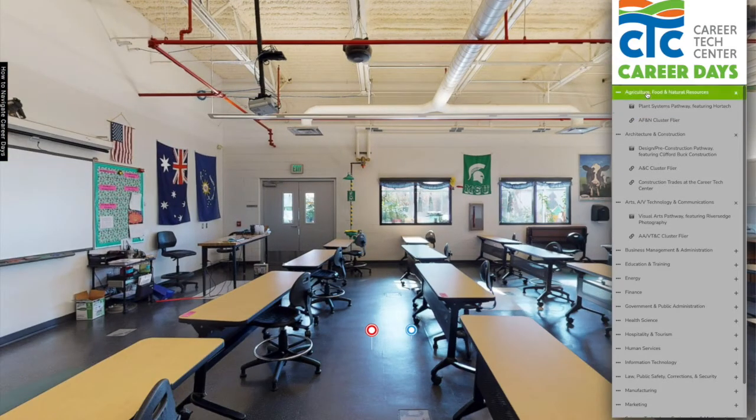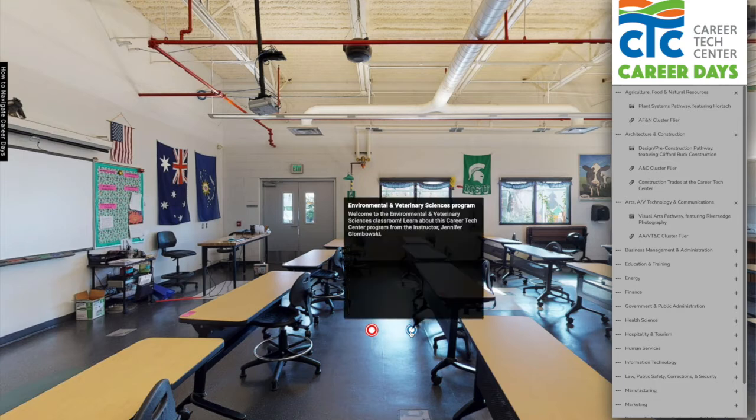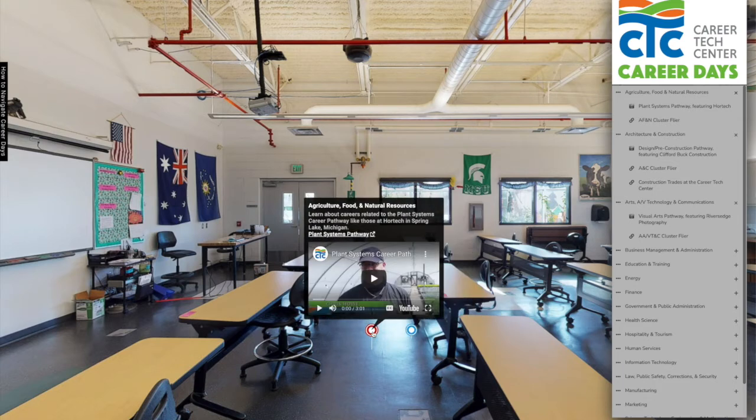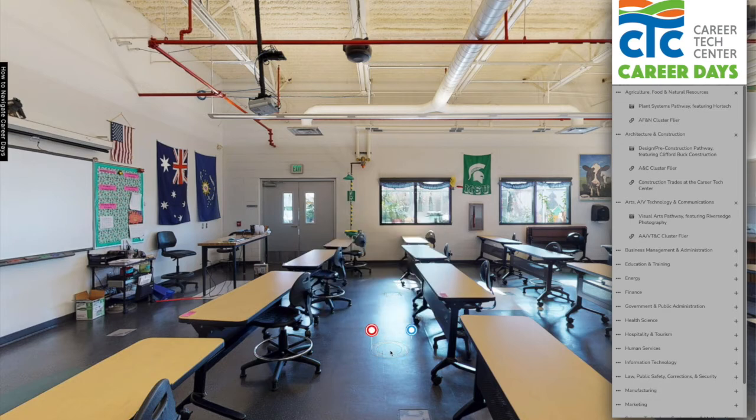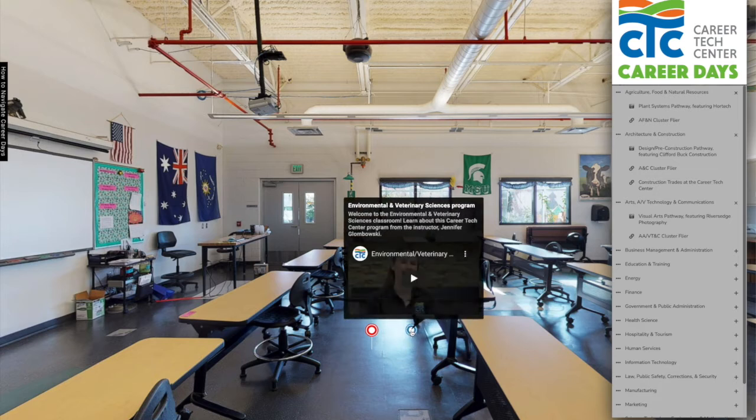Under Agriculture, Food, and Natural Resources, we click on the Plant Systems pathway, and it takes you to the Environmental and Veterinary Sciences classroom at the Career Tech Center. Inside most of these spaces, as you click through the menu, you're going to find a red dot and a blue dot. The red dot is the link to what you're here to see today, the employer videos that relate to each of our pathways. If a pathway has a corresponding Career Tech Center class, it will also have a blue dot, and that blue dot will take you to a recording of the instructor for that room's class, and you can learn about that program.